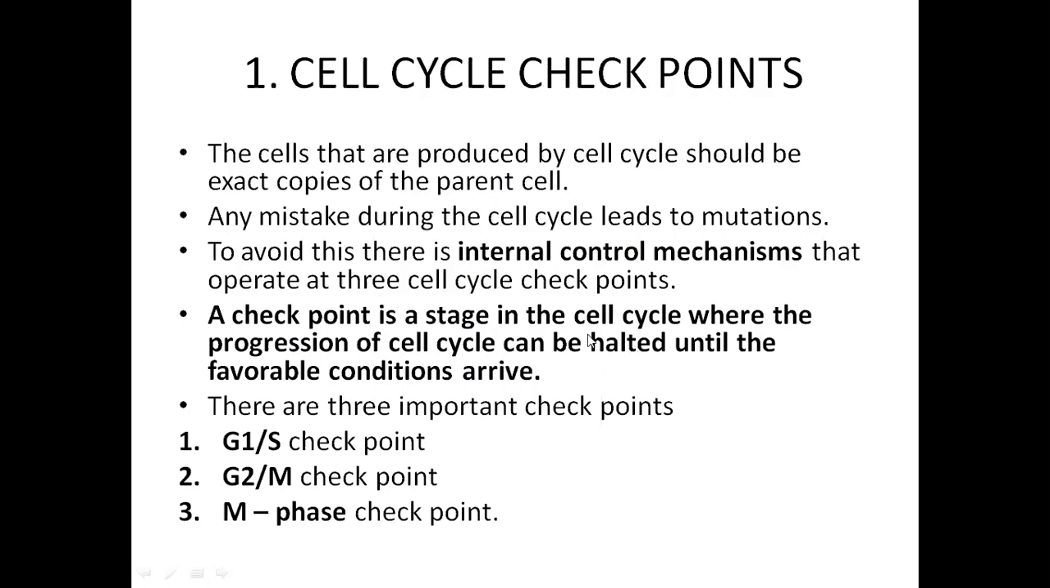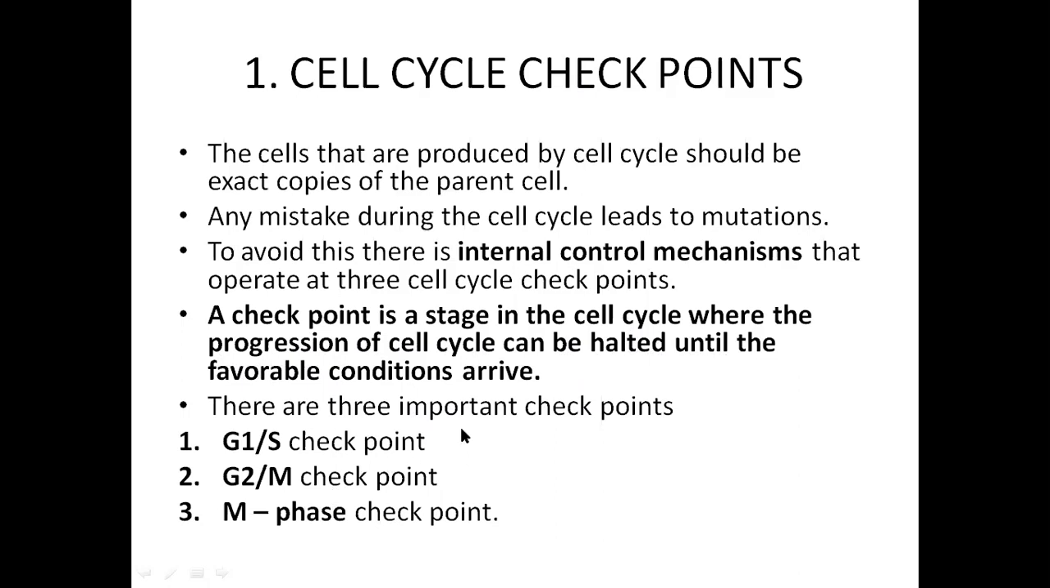In case it finds anything not sufficient or anything not proper, the cell cycle can be halted at that stage until everything is favorable for the cell cycle. The main aim of the checkpoints is to make sure the cell proceeds through the cell cycle with all the preparations, making sure that everything is proper.